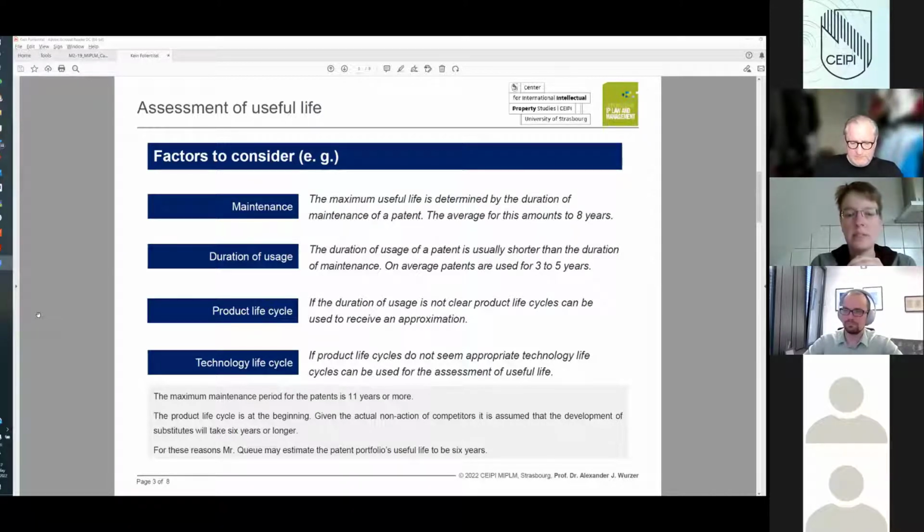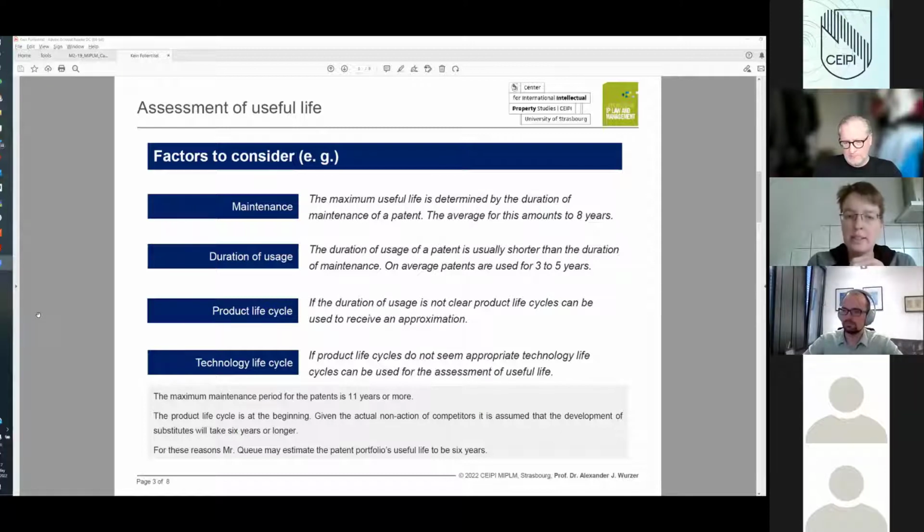We see that Schneider has 6 patents at the moment. There is a maximum maintenance period between 11 years for patent 1 and 16 years for patent 6, the youngest one.